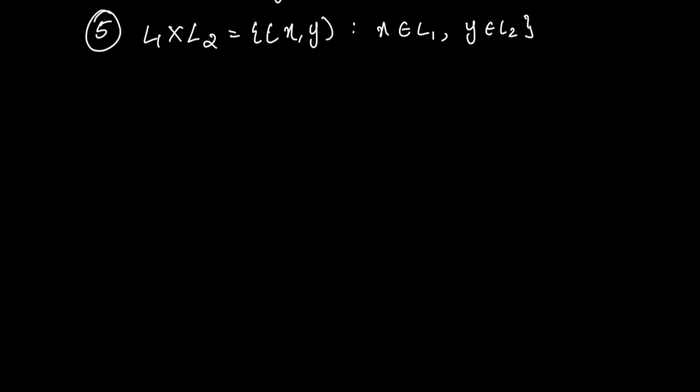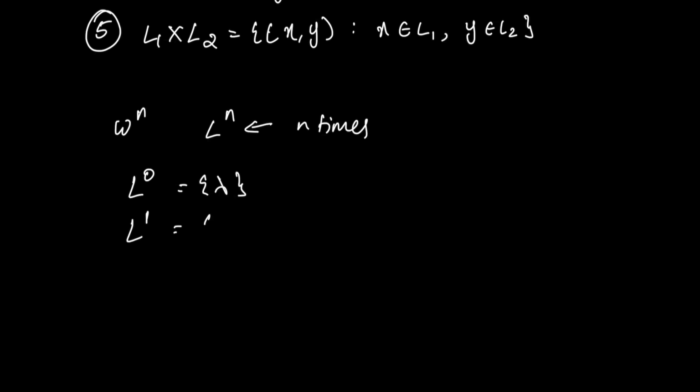Another operation is similar to how we raised a word to n. We can do the same for a language. Here again, this means the language is repeated n times. Now a language which is repeated 0 times would have just lambda in it. L1 is the language itself. Now L2 would be LL, and so on.